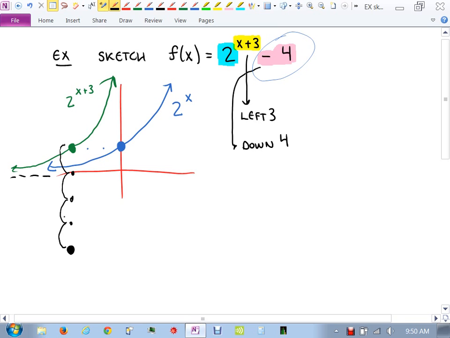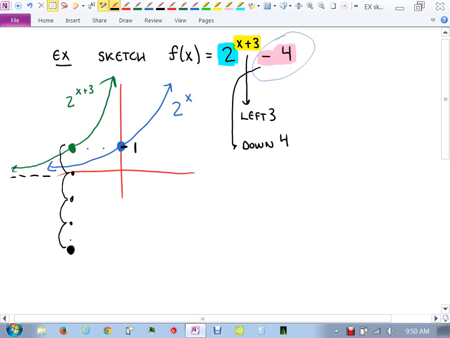What's at 2? The green dot. No, it's not. It's 1 unit high, remember? Remember the y-intercept was 1? Because remember, 2 to 0 was what? 2 to 0 was 1. So that point's always 1 unit high. So I move it to the left 3, 1, 2, 3, and then when I go down 4, it's 1, 2, 3, 4. Do you all see that?